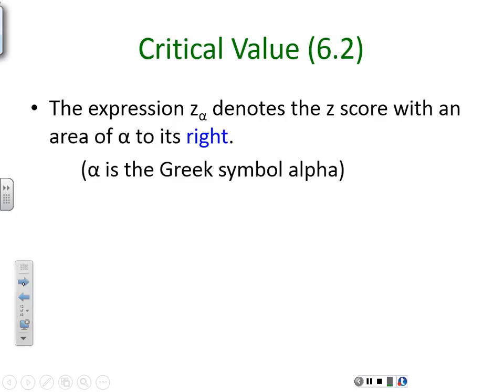Looking at our critical value, the expression z sub alpha, the alpha denotes the z-score with an area of alpha to its right. So when we looked at having that first one and we did the 5% to the right, that was z sub 0.05, the 1.645 that we just looked at 2 slides back. When you're figuring out the area as being 5% to the right, so finding that bottom 95%, finding the 95th percentile, the 95th percentile is going to be where I have the z-score that has 5% to the right of it.